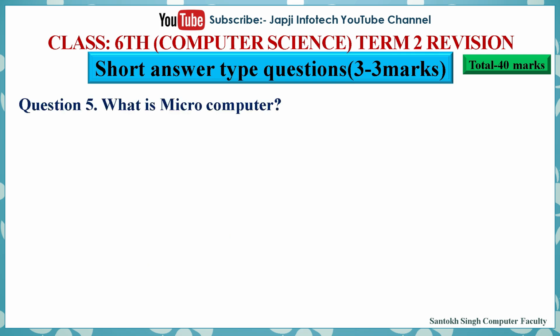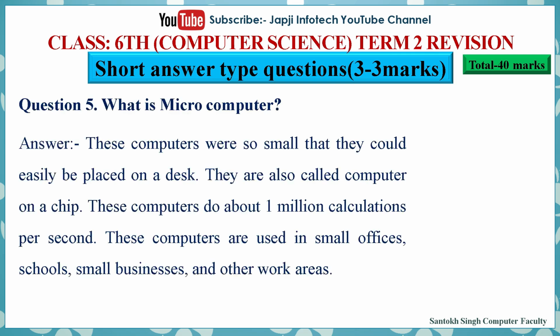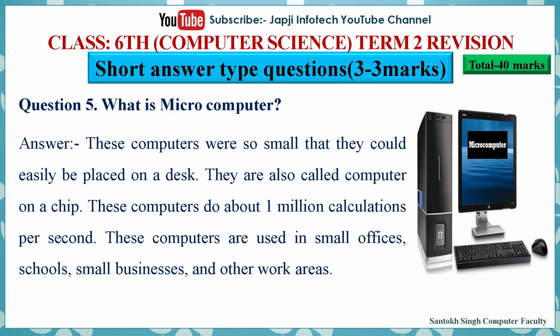And fifth question is what is microcomputer? And the answer is these computers were so small that they could easily be placed on a desk. They are also called computer on a chip. These computers do about 1 million calculations per second. These computers are used in small offices, schools, small businesses, and other work areas.